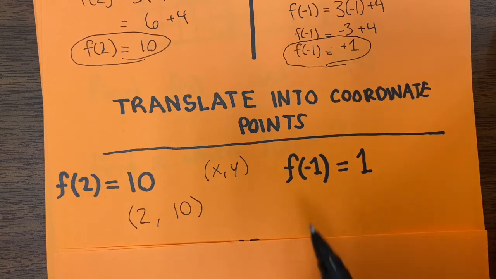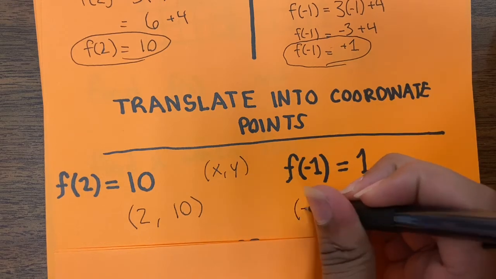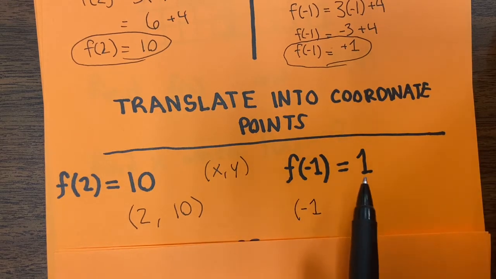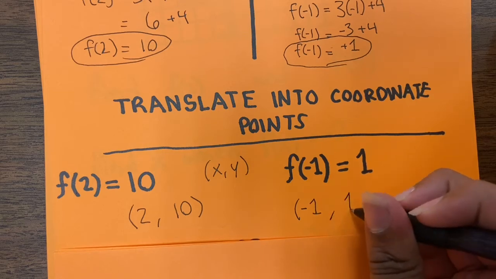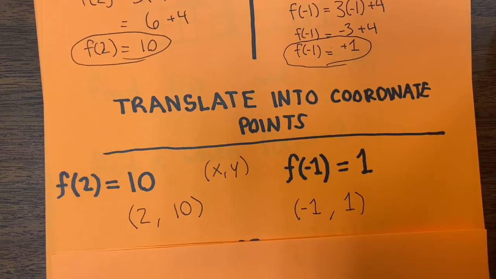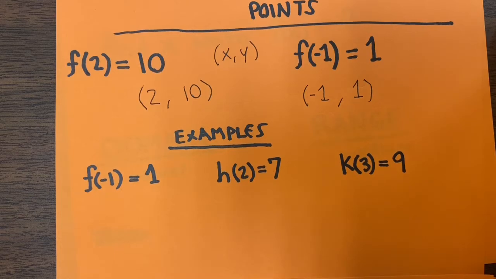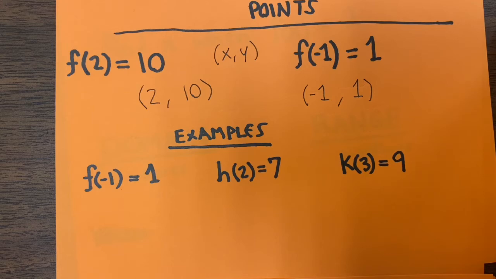Let's do the same thing. So our x value is negative 1. Our y value is 1. So our domain is negative 1, and our range is 1. Pause the video and try these examples. Write them as coordinate points, and then when you're ready, press play. Go ahead and pause.